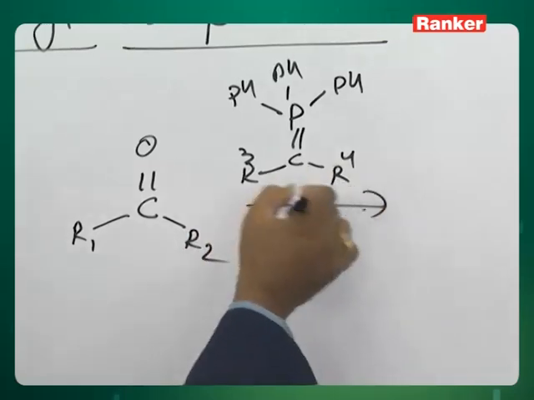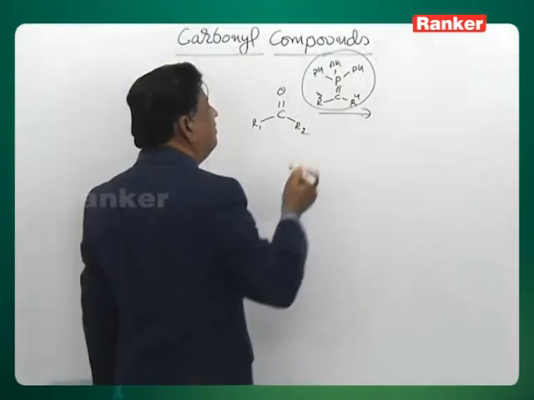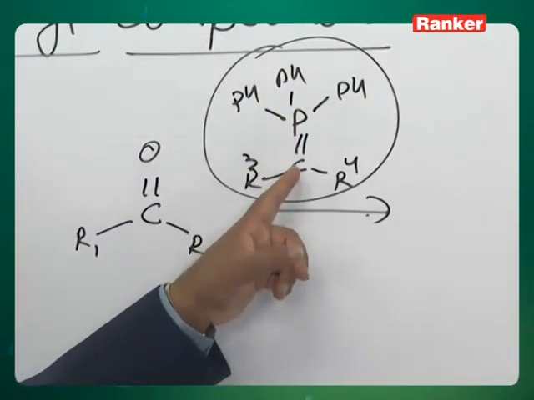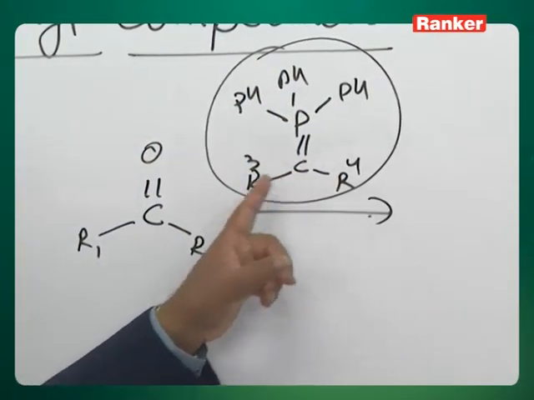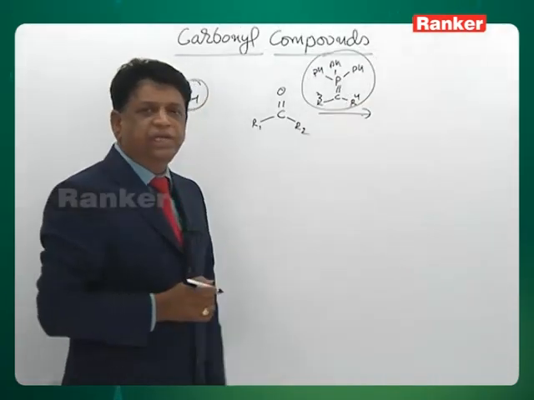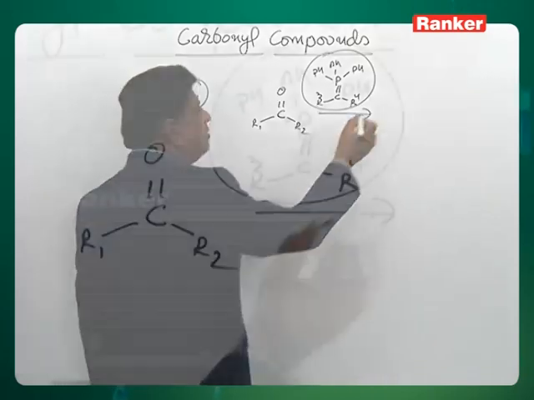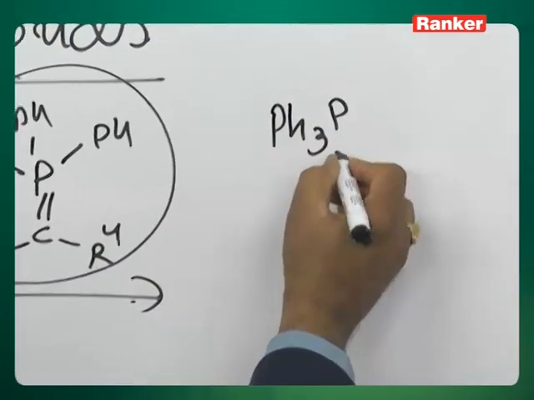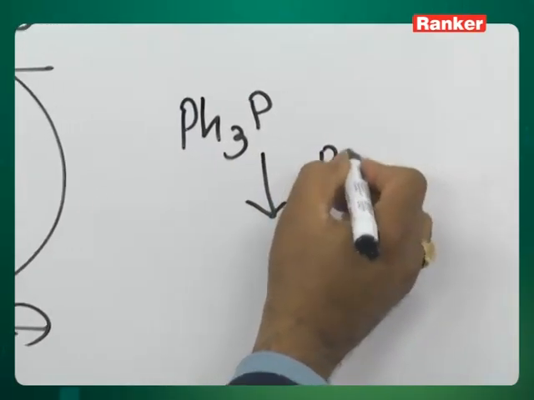Where does this compound come from? This is called a Wittig reagent. A Wittig reagent contains a triphenyl phosphorus with a double bond to a carbon bearing two more alkyl groups. Here R1 and R2 I have already taken, so to differentiate I have taken R3 and R4. This comes from triphenyl phosphorus adding to an alkyl halide.